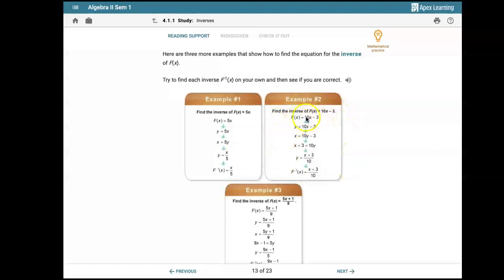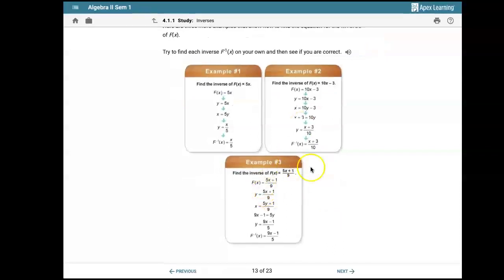Okay. We have to flip f of x for y, right? Then we flip our x and our y values. And then we try to solve to get y by itself. So our first step here is move 3 to the other side by doing addition, right? Addition on both sides. Then we have to divide by 10. Okay, so we divide by 10, we get our new function, and then we change our y value out for, again, f to the negative 1 of x. All right, last one here.